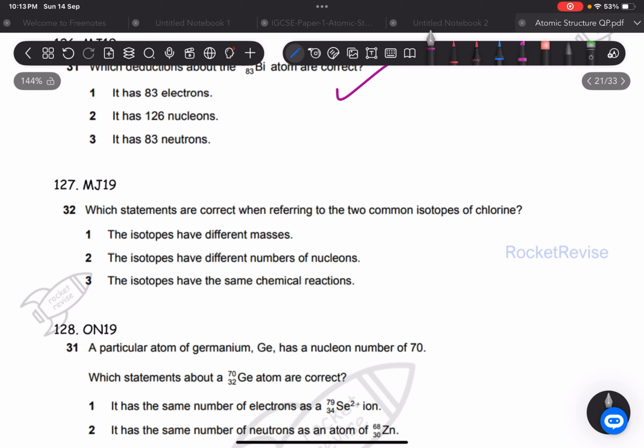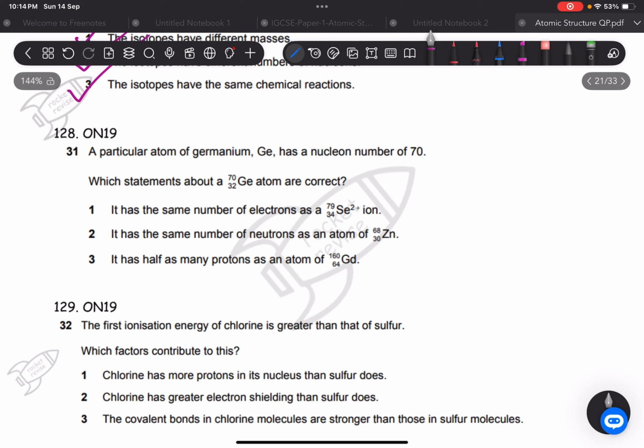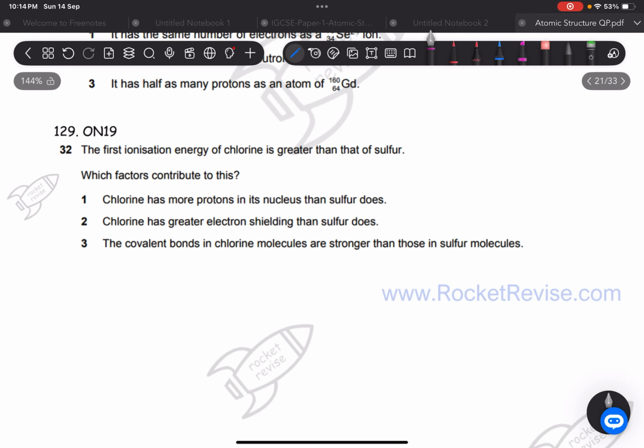Correct, referring to the common isotopes of chlorine. The isotopes have different masses. Yeah, they have. The isotopes have different numbers of nucleons. Yeah, that's correct. The isotopes have the same chemical reactions. That's correct. All 3 are correct. They would have different physical properties, but the chemical properties are all the same. That's easy.